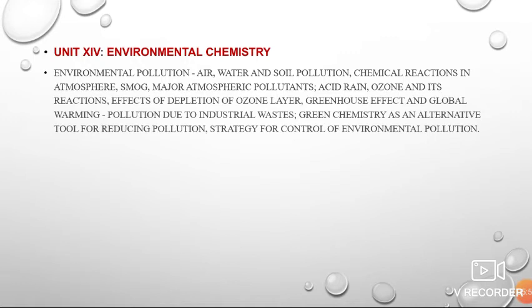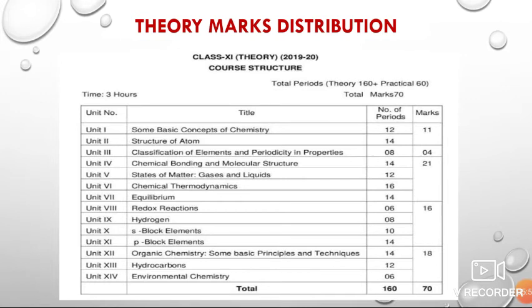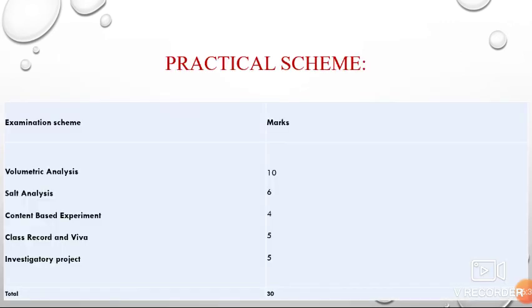Now let's discuss the theory marks distribution. In the theory marks distribution, you can see here the units, the number of periods and the marks for each unit. Unit number 1 and unit number 2 comprise 11 marks. Unit number 1 has 12 periods and unit number 2 has 14 periods. And these two units will be of 11 marks for the final examination. Unit number 3 is of 4 marks. The other units have the marks distribution in front of their names, so you can check this in this slide.